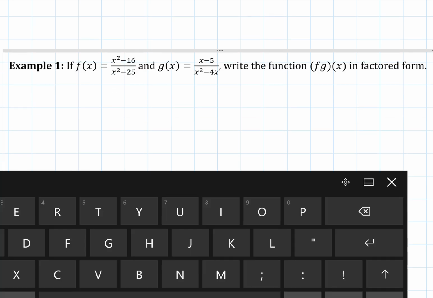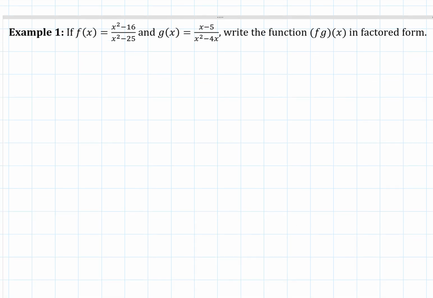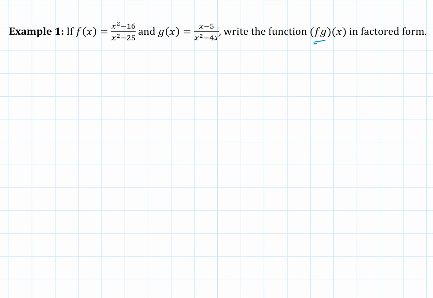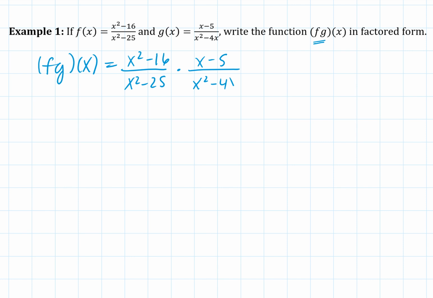Example 1. Given these two functions, write the function f times g. I know this means multiplication because they're next to each other. So f times g of x in factored form. To write this new function, I need to take the functions given and multiply them. So I have x squared minus 16 over x squared minus 25 times x minus 5 over x squared minus 4x.